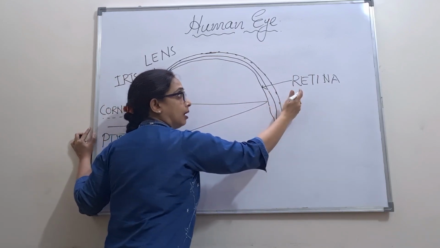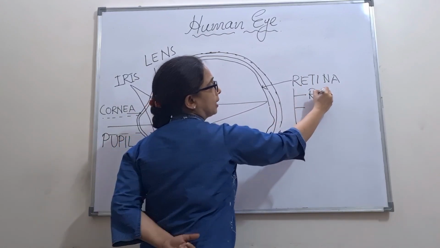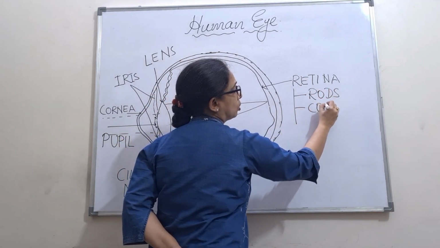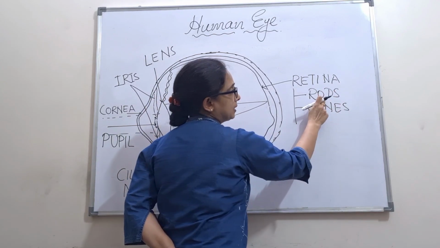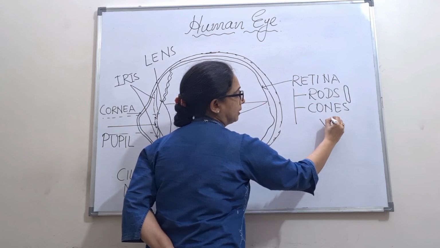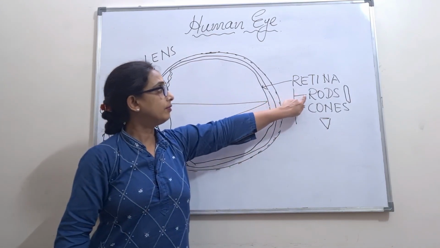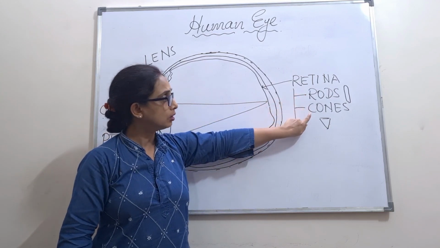This retina has sensory cells known as rods and cones. These cells are shaped like rods and these cells are shaped like cones. That's why they are termed as rods and cones.